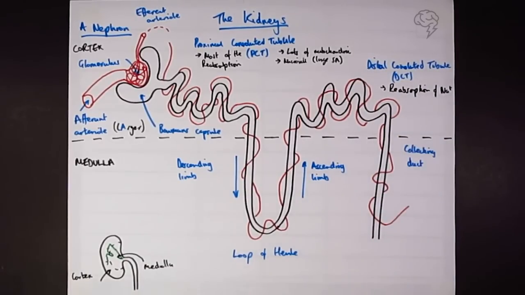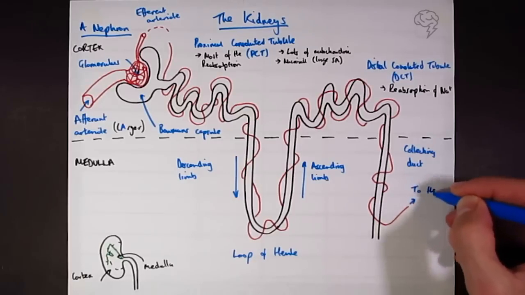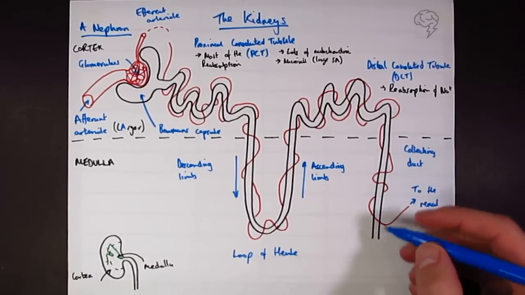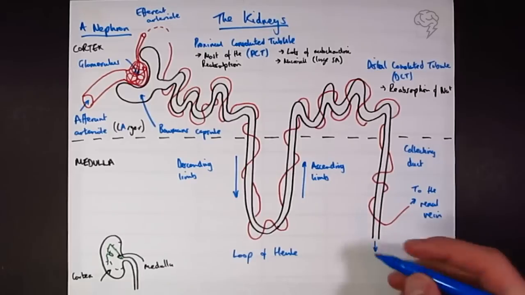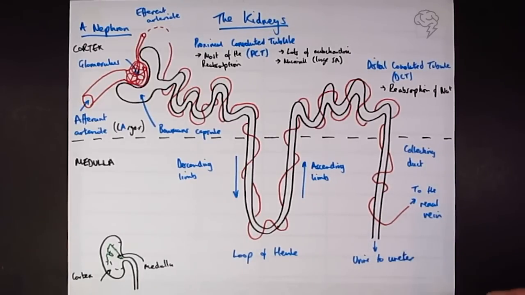Okay, perfect. Where does this capillary go? Well, this goes off towards the renal vein. And the urine, which is the product of all of this, goes to the ureter. The ureter then goes to the bladder for storing the urine, and then when you want to pee, it comes out of the urethra.